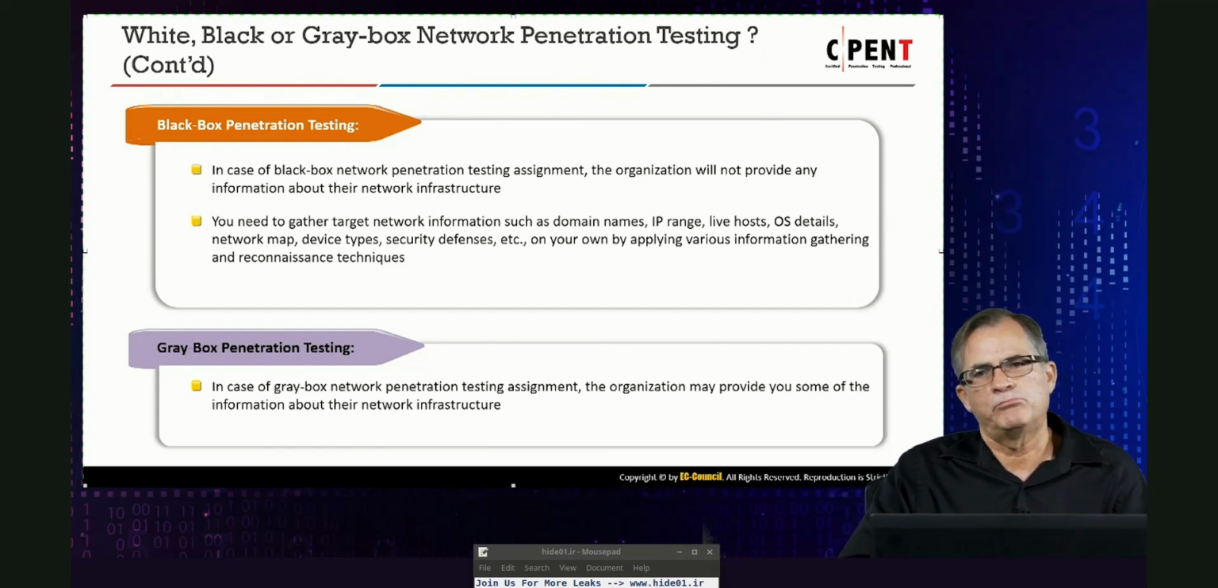And then gray box, we're going to blend it. We're going to get some of the information about the actual client, some of the information about the network infrastructure, but we're not going to get everything. But we're going to get more than we would get with a black box test.